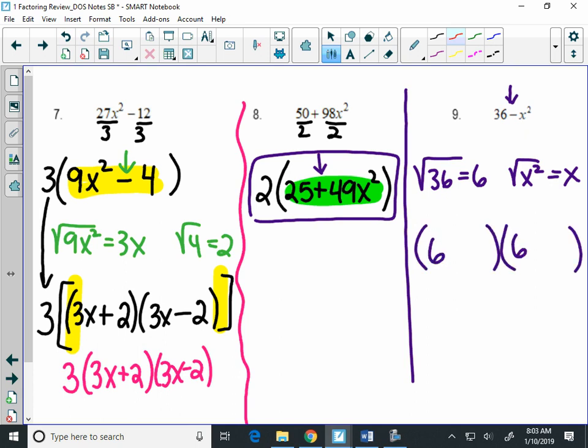Both parentheses get 6. We have to do that one first. The x has to go on the right. One gets a plus, one gets a minus, and you are all set. That's your final answer.